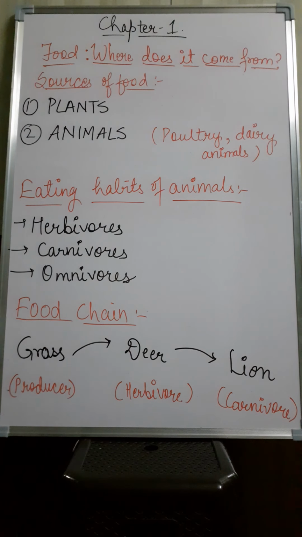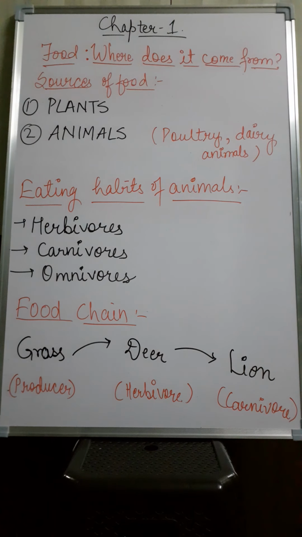Now the next topic is eating habits of animals. The different animals have different habits of eating. First one is herbivores, second one is carnivores, and the third one is omnivores. You know very well who herbivores are. Herbivores are the plant eating animals. Carnivores are the flesh eating animals, and omnivores are both plant as well as flesh eating animals.